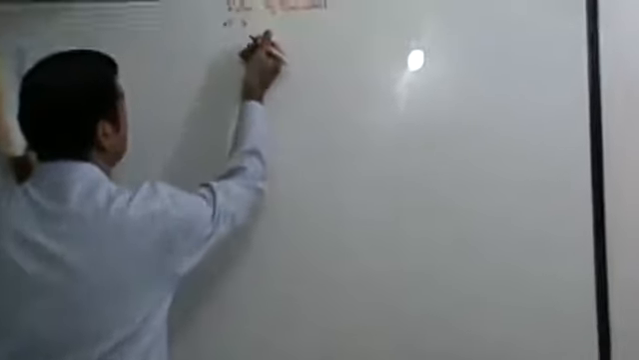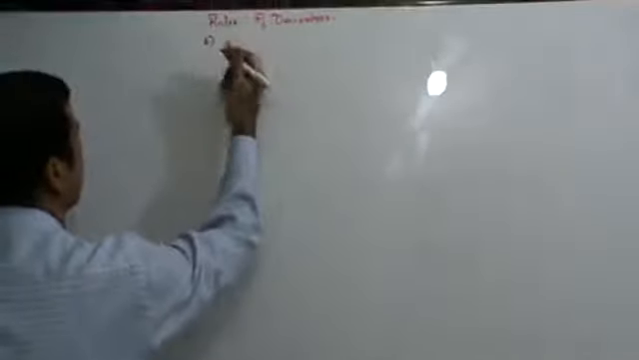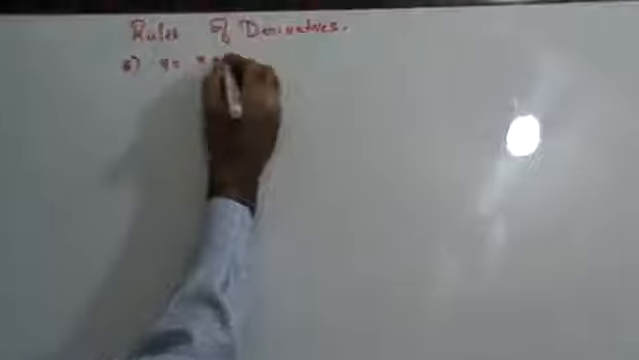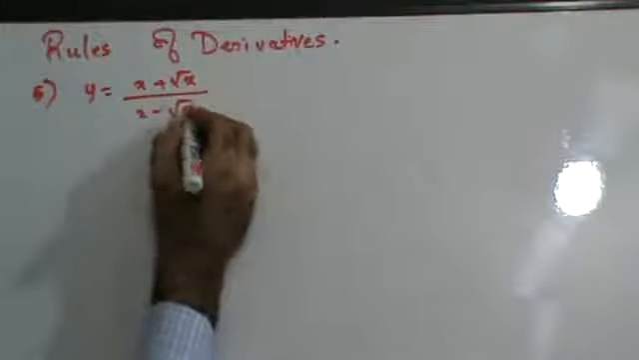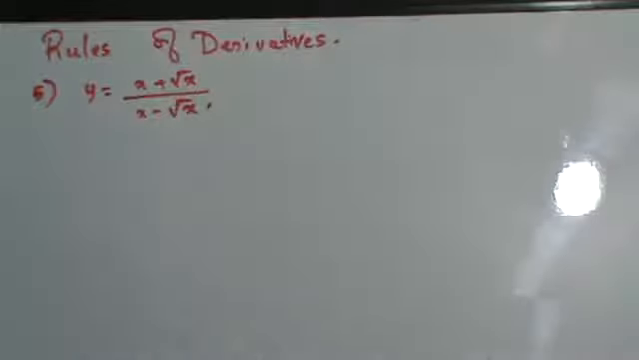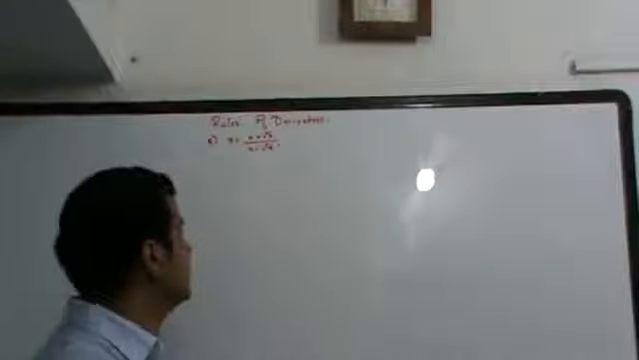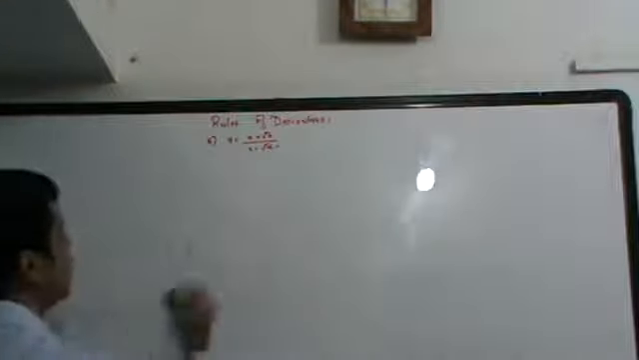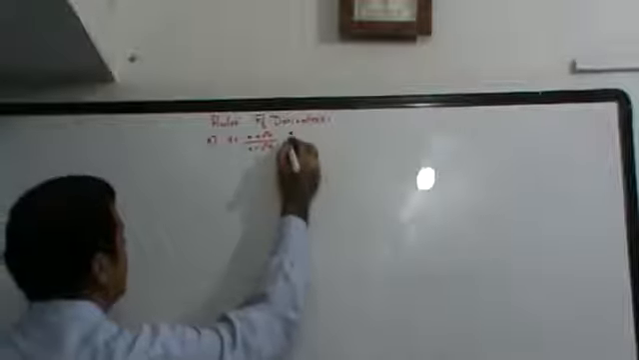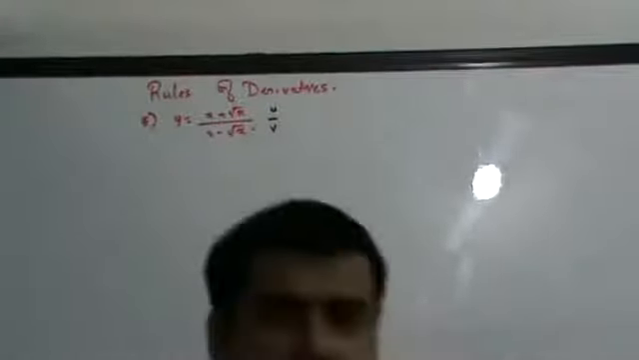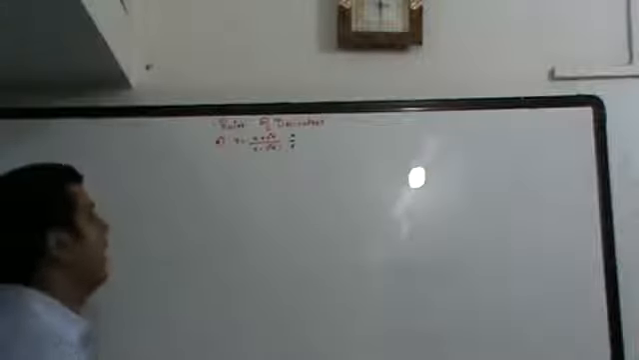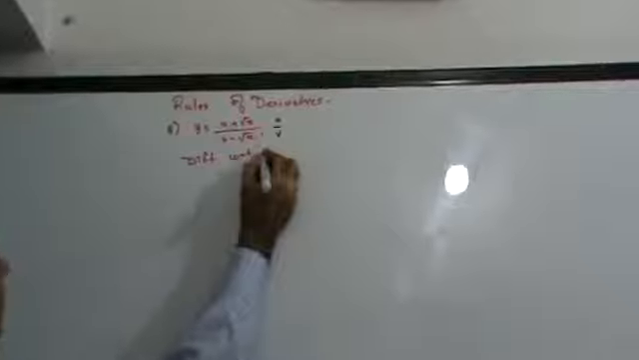y is equal to x plus root x upon x minus root x. Now when you have two terms, what you have to do is assume the numerator, when you have division, assume the numerator to be u, assume the denominator to be v. Now there is only one formula in derivative for division, that is u upon v. Apply that formula. Differentiate with respect to x.